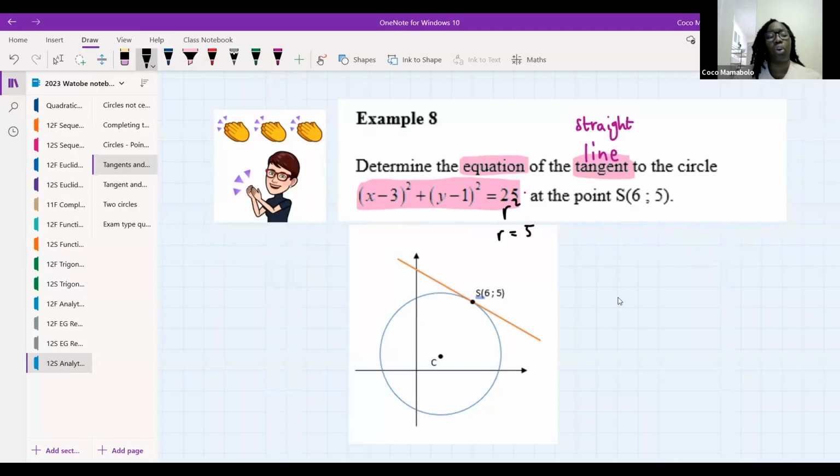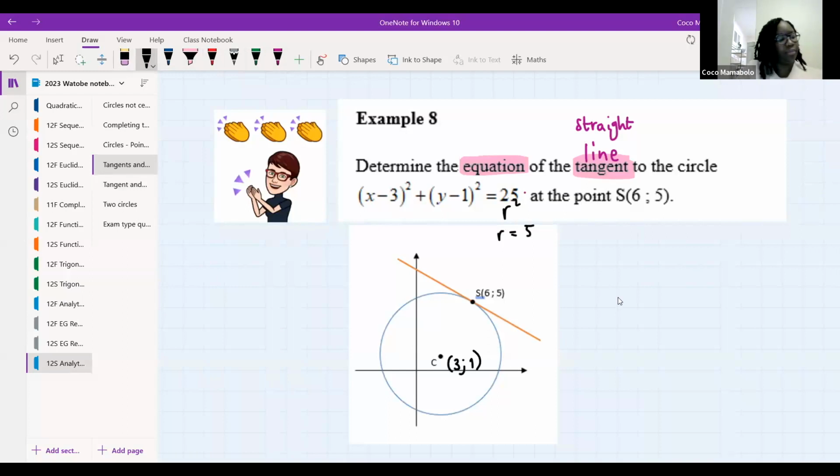It's going to give us our coordinates, right? We know that from this first part over here, we can extract the x coordinate and we can extract the y coordinate from the second part over here, okay? Which means that our coordinates for C will read 3 and 1, okay?